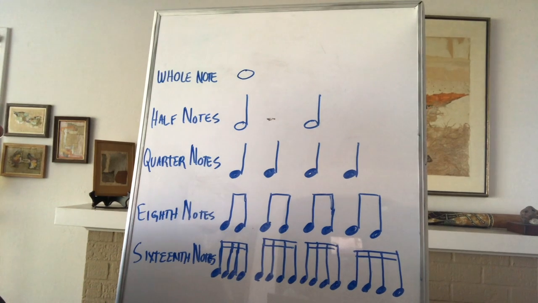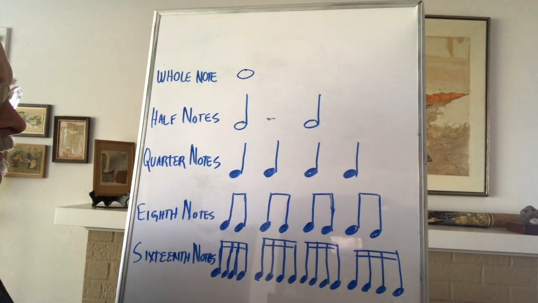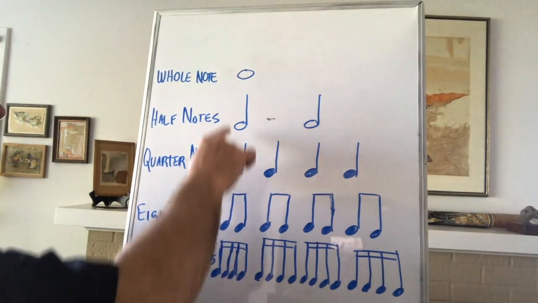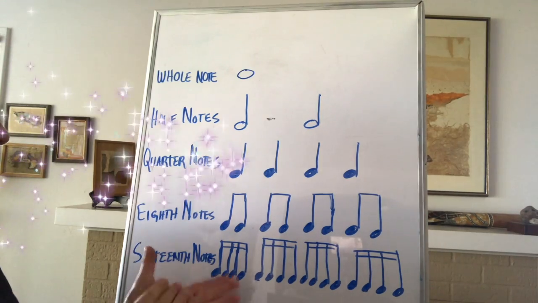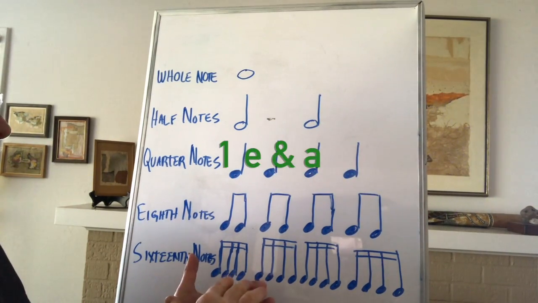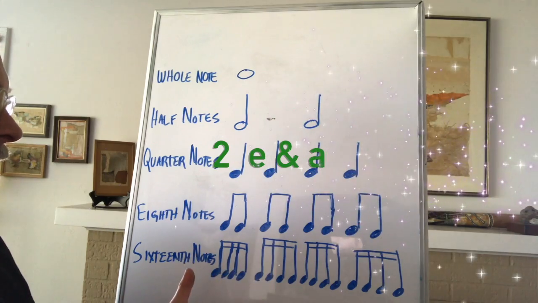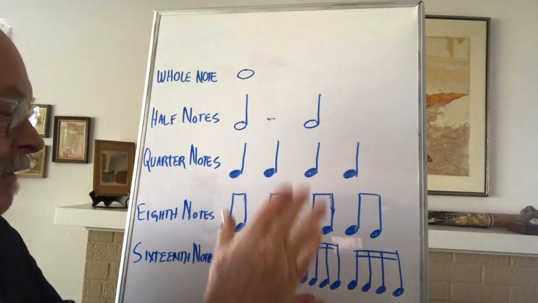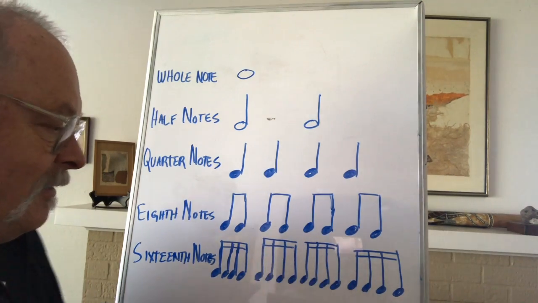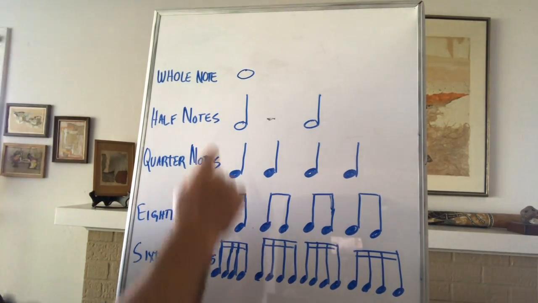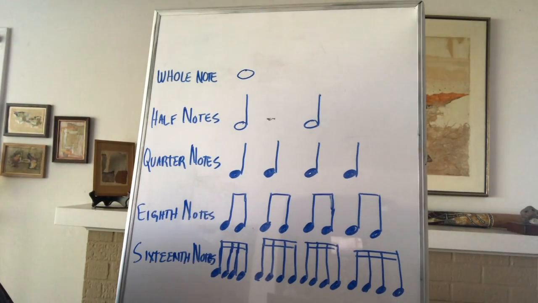Excellent! Here's 16th notes. And it takes 4 16th notes to make 1 beat. So when we see a 16th note, we go 1 e-n-da. What is this one? 2 e-n-da. What is this one? You got it? And what is this one? Did you say it? Okay, we're going to start from the very top and go straight down with no stops.